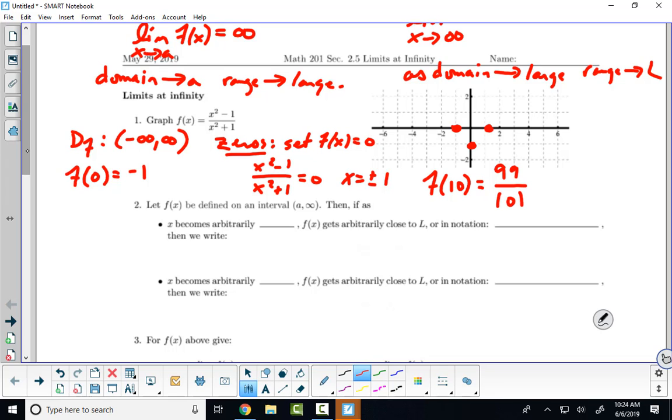How are we doing, folks? Okay. What's that number close to? 99 over 101, what's that close to? It's close to 1. And in fact, if I plugged in 1,000, I'd get something even closer to 1. Okay? So the graph of this function looks something like this.